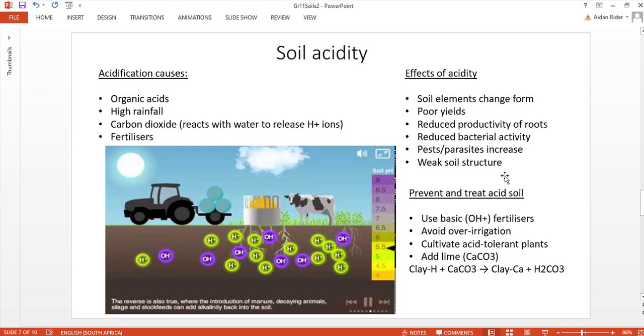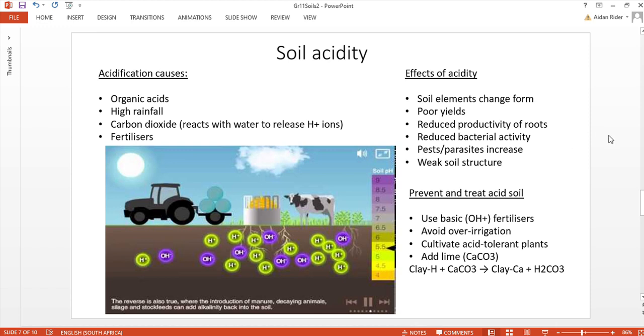Again, pests and parasites can increase, certain worms and things that cause damage to the plants. They love certain acidic soils, so they can increase and do damage to plants. Also, weak soil structure allows for free drainage. If the soil structure is weak, water can't be retained, so the plants can't get the water. It just runs off or percolates through the soil and isn't available for plants.